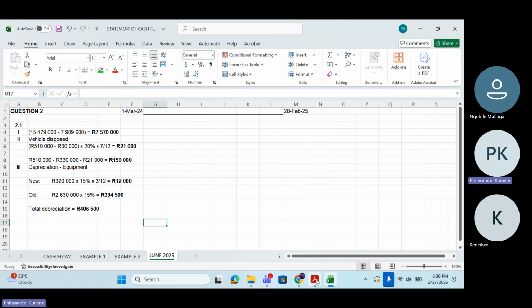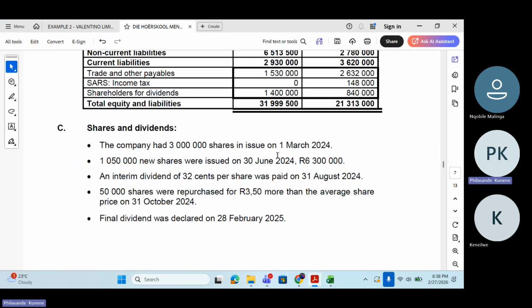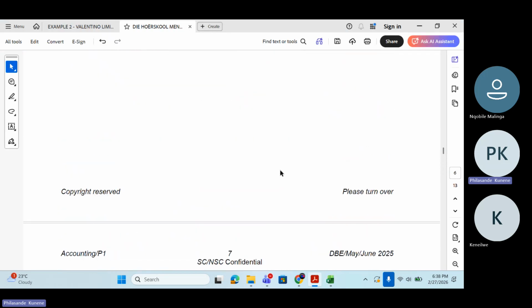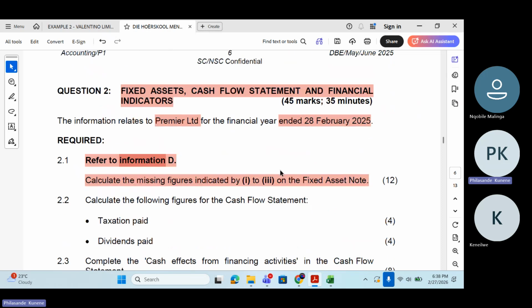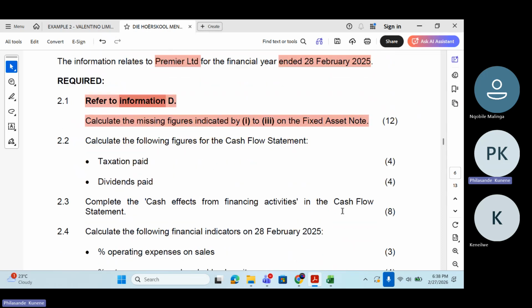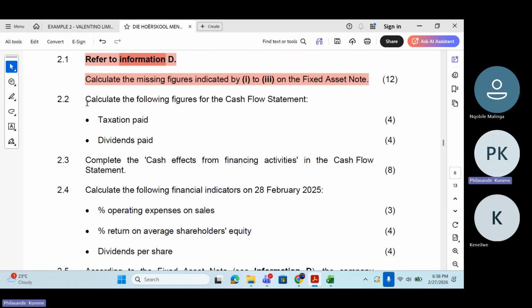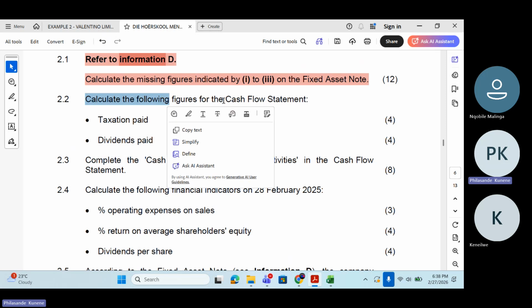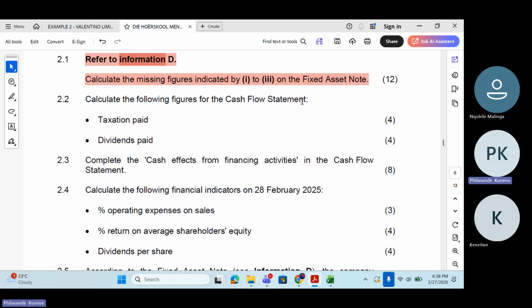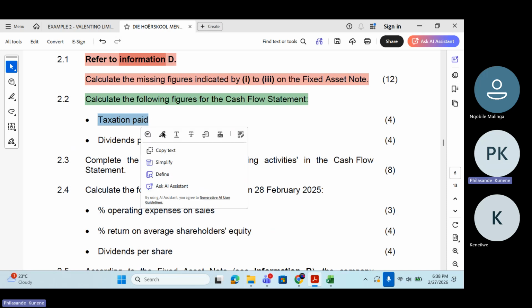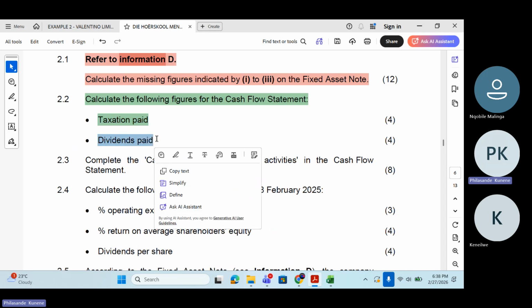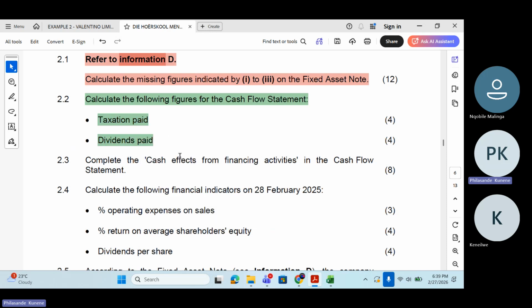So which means we have dealt with the first part that they were asking us here. I was just touching on this one, guys, but I was not that interested in this. This is what I'm interested in. Calculate the following figures for the cash flow statement. These are the two amounts that I'm interested in: taxation paid, dividends paid. That's what I want us to do now, and then after that, I'll allow you guys to go and rest.